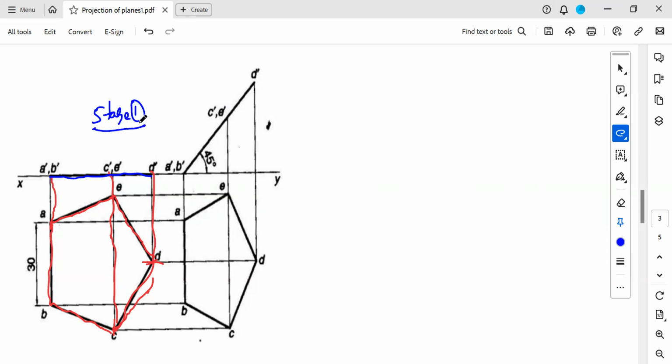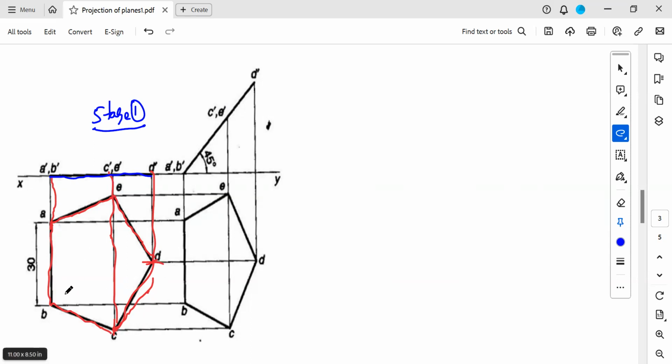So in stage 1, what we are assuming, since one edge is on the HP, is that initially the total plane is in HP such that AB is perpendicular to XY line. So whenever a pentagon is on the HP, its top view will be a true pentagon of 30 mm. Since the distance in front of the HP is not given, below the XY line you can draw the pentagon at any convenient distance, and make the notations A, B, C, D, E.